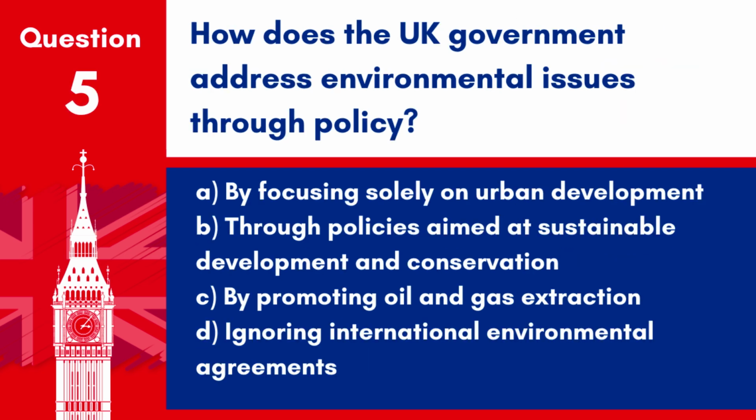Question 5. How does the UK government address environmental issues through policy? A. By focusing solely on urban development. B. Through policies aimed at sustainable development and conservation. C. By promoting oil and gas extraction. D. Ignoring international environmental agreements.